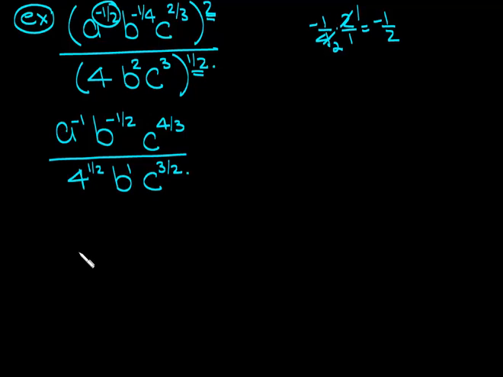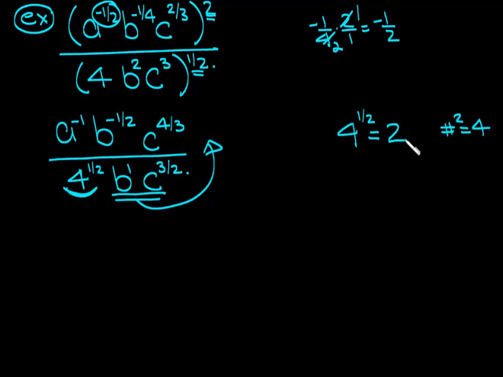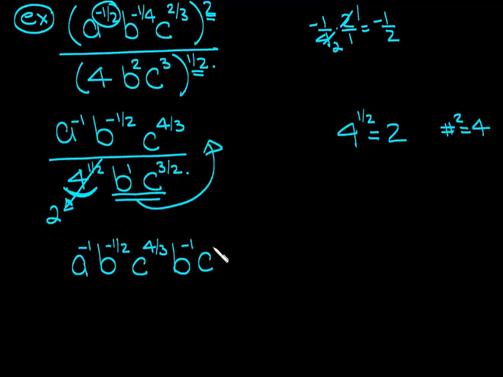Alright, so now what did I say to do? Move everything to the top that we can combine. These two can go to the top. Now the 4 doesn't need to go to the top because that already has a positive exponent. We can just take care of that. What is 4 raised to 1/2 equal to? We want to find a number whose square is equal to 4. So the number is 2. So this really is just a 2. Okay, so we just need to move those two things to the top. We don't need to move that 2. So we get a raised to -1, b raised to -1/2, c raised to 4/3, b raised to -1, c raised to -3/2, over 2.